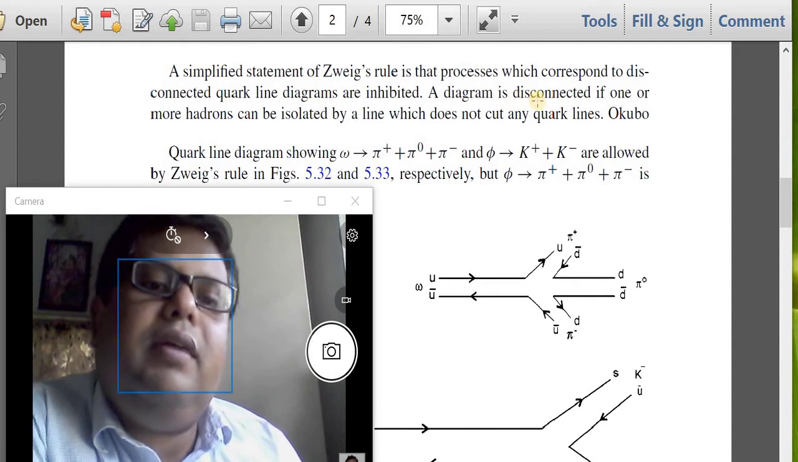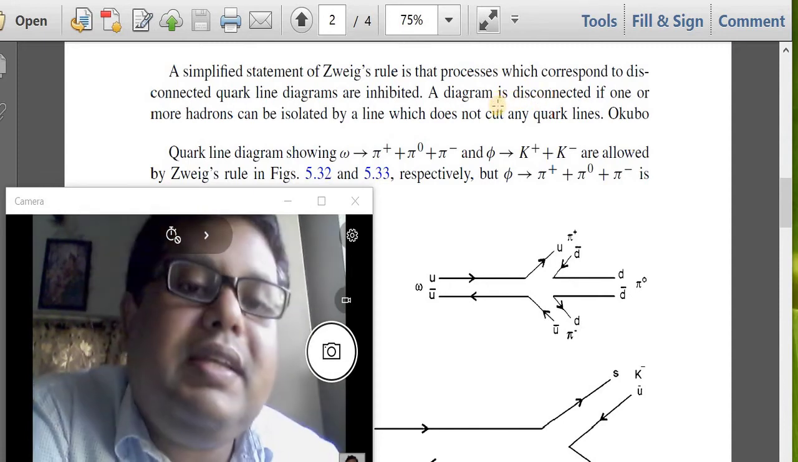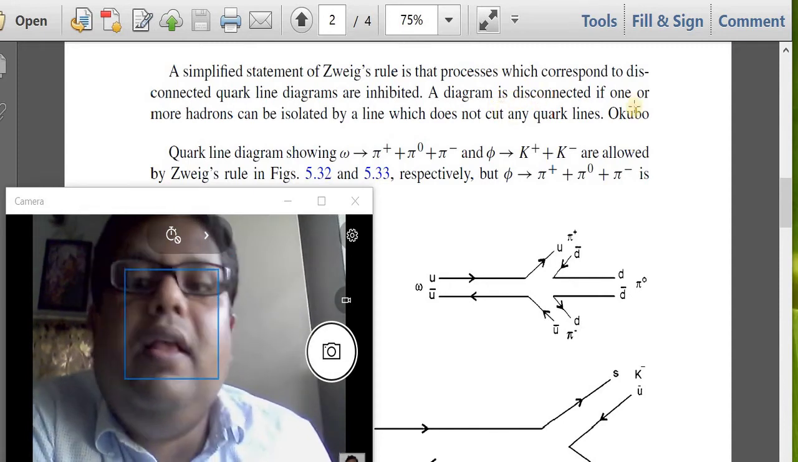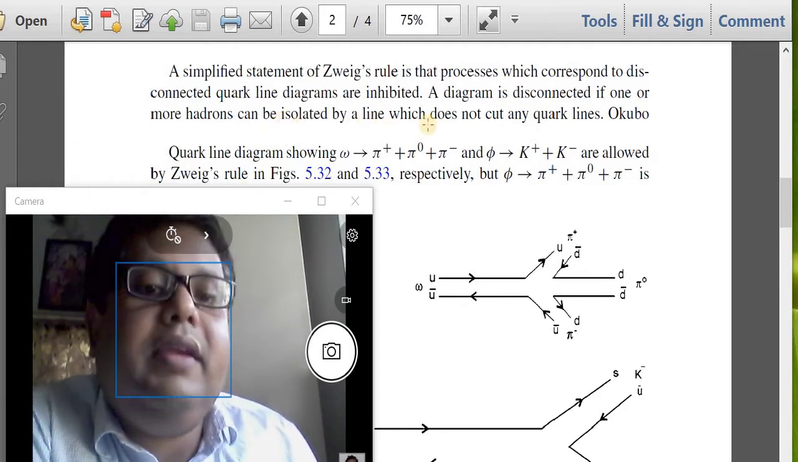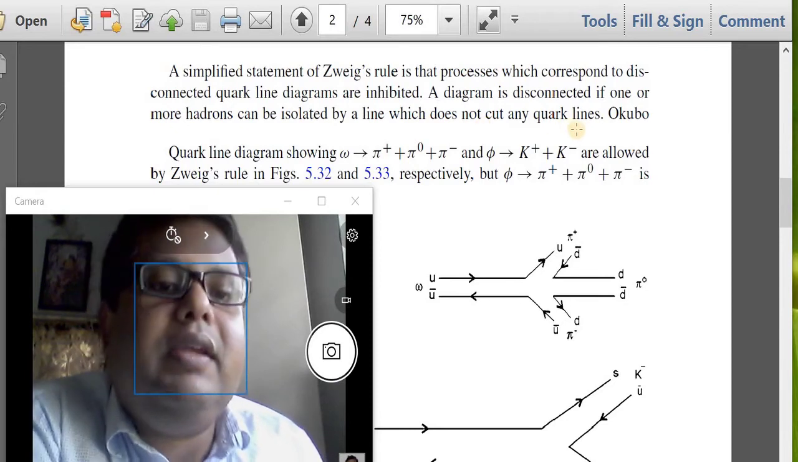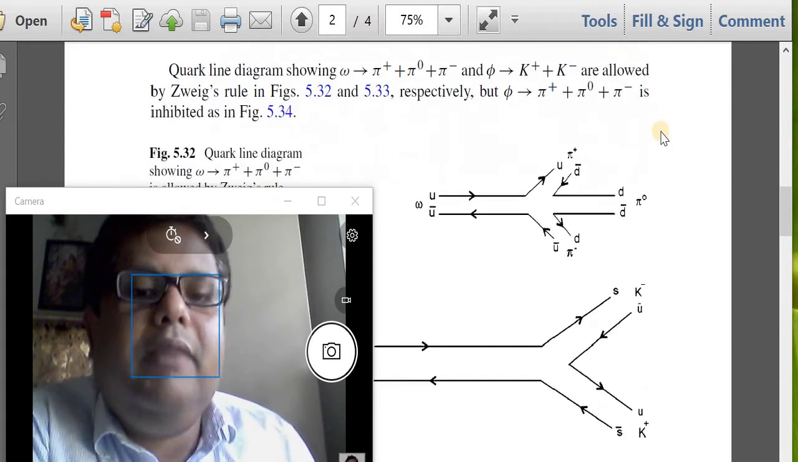Now, what do we mean by disconnection? A diagram is disconnected if one or more hadrons can be isolated by a line which does not cut any quark lines. Okay, what does that mean?